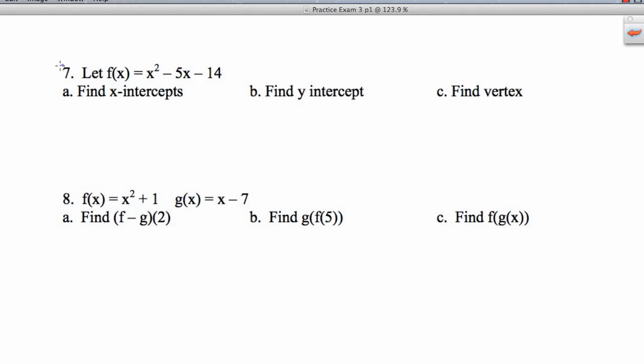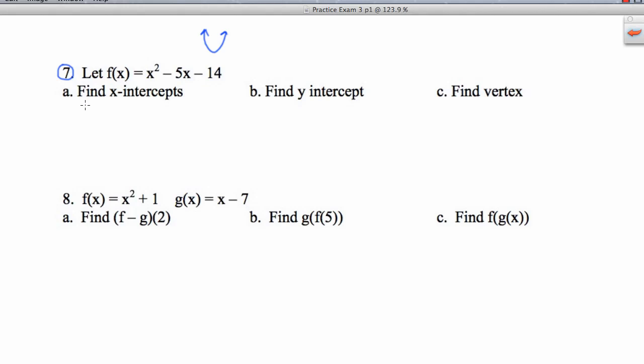Okay, problem number 7. This is a quadratic function. The first thing I want to talk about, it's not a question on here, but a quadratic always has a parabola shape. If your a number, the number right here, is positive, you're going to have an upward facing parabola. If the a number would have been negative, we would have had a downward facing parabola.